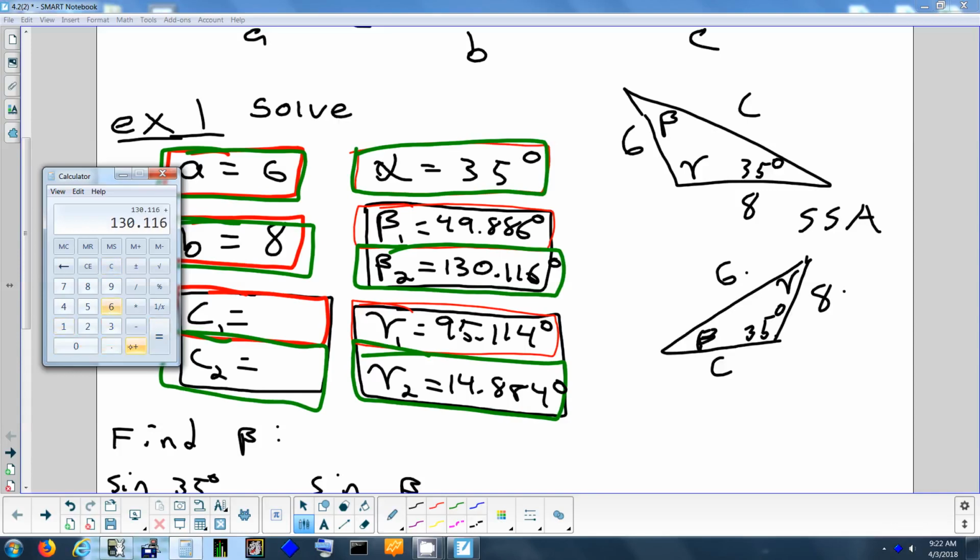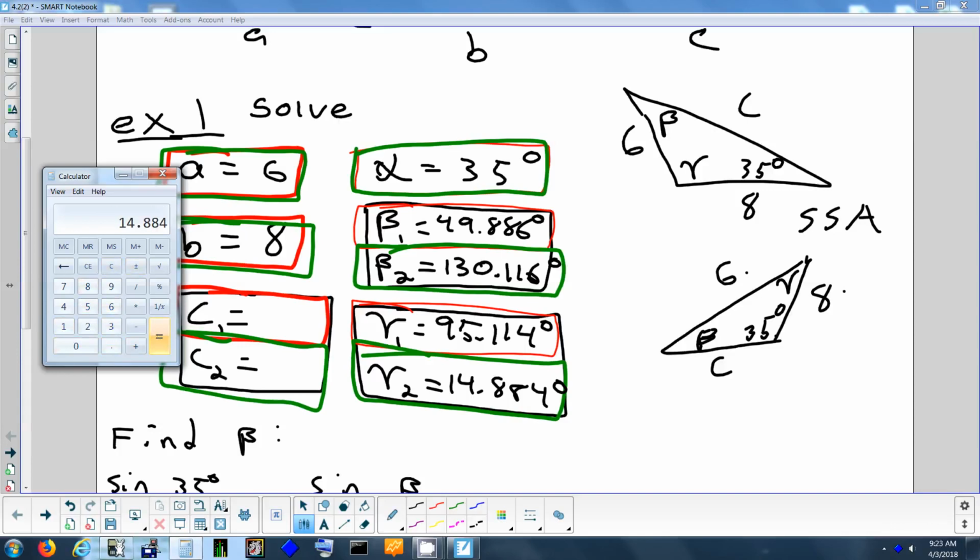130.116 plus 35 gives me that, and I'm just making it negative and adding it to 180. So I'm not sure. I think because the beta 1 was supposed to be 49.88. Oh wait, no, the beta 2 I got 130.114. Oh, you got 114? So that might be one that I copied wrong. That's not a huge deal.